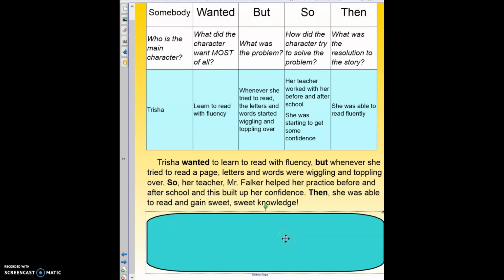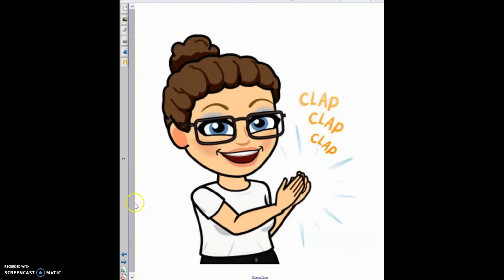Trisha wanted to learn to read with fluency, but whenever she tried to read a page, letters and words were wiggling and toppling over. So, her teacher, Mr. Fokker, helped her practice before and after school, and this built up her confidence. Then, she was able to read and gain sweet, sweet knowledge. See? That wasn't so bad. You're brilliant. I'm so proud of you.